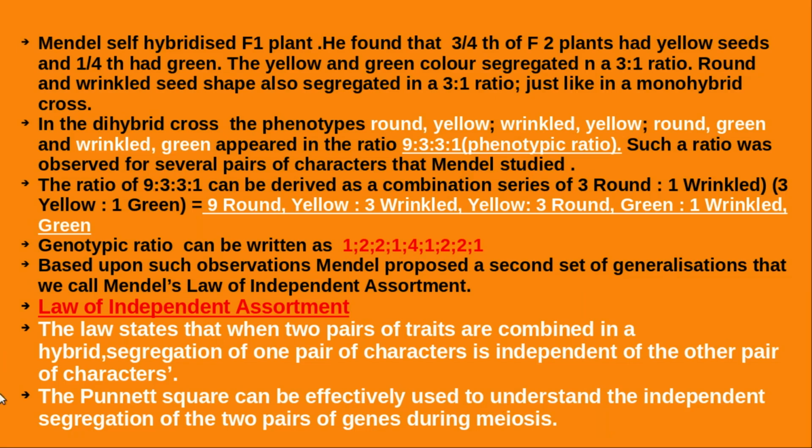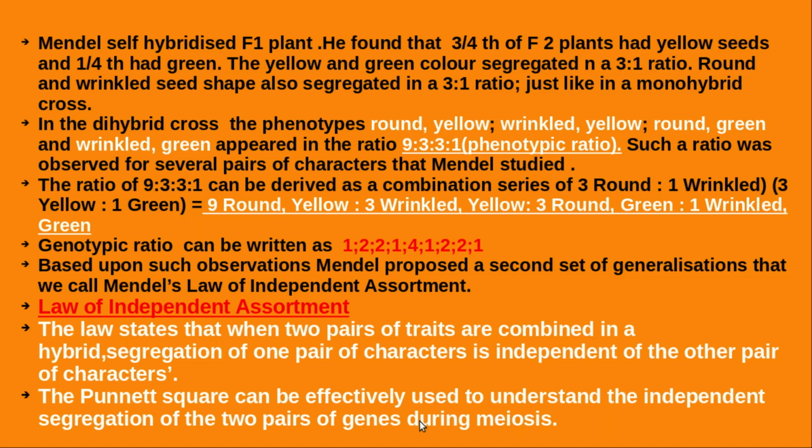The Punnett square can be effectively used to understand the independent segregation of the two pairs of genes during meiosis. Punnett square ഉപയോഗിച്ചിട്ട് നമുക്ക് സ്വതന്ത്ര അപവ്യൂഹന നിയമം അല്ലെങ്കിൽ ഇൻഡിപെൻഡൻറ്റ് അസോർട്ട്മെൻറ്റ് വളരെ വിശദമായിട്ട് മനസ്സിലാക്കാൻ സാധിക്കും.